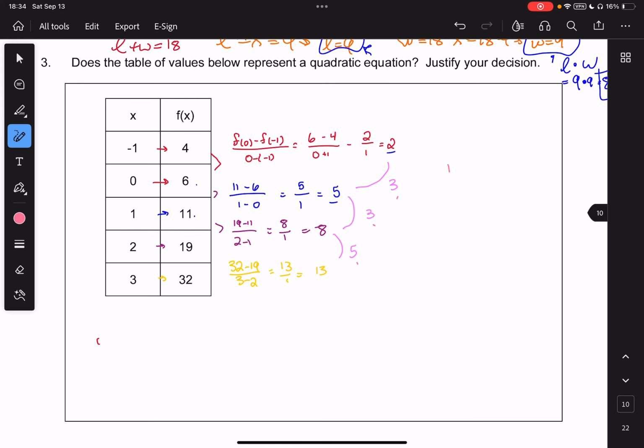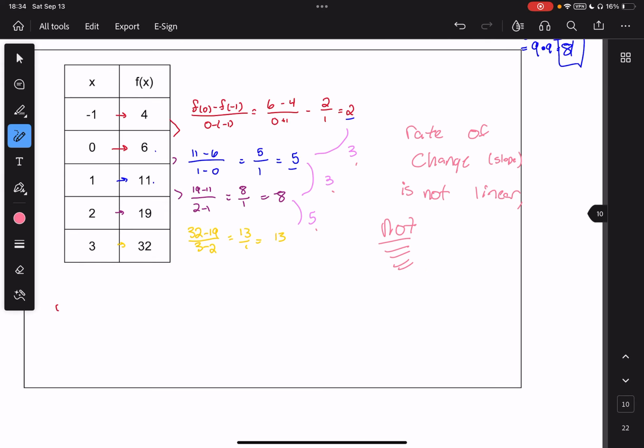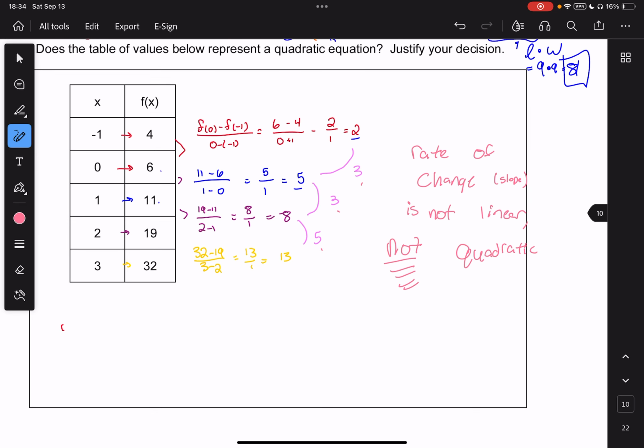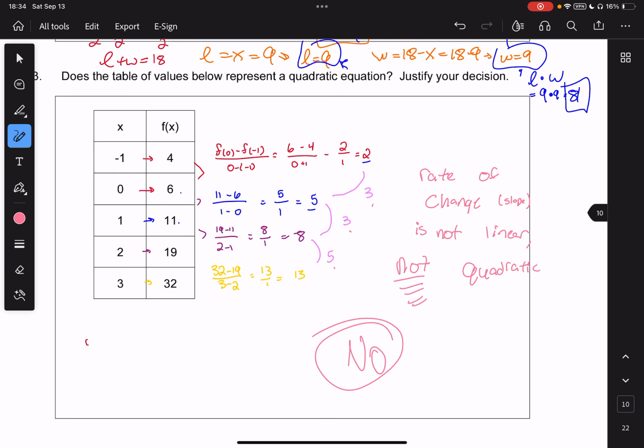So, the rate of change, our slope, is not linear. Therefore, this is not quadratic. So, the question says, does it value represent a quadratic function? No, it does not. That's question 3.